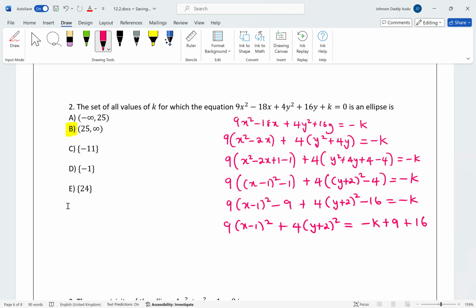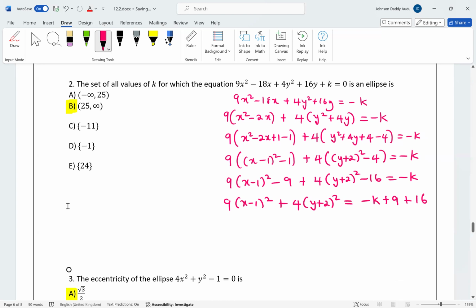This is what we have. So what else can we do? This is just going to be 9 times x minus 1 squared plus 4 times y plus 2 squared, equals minus k plus 25.